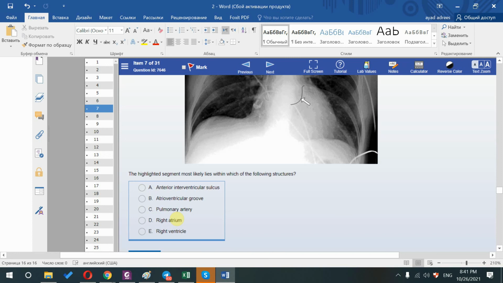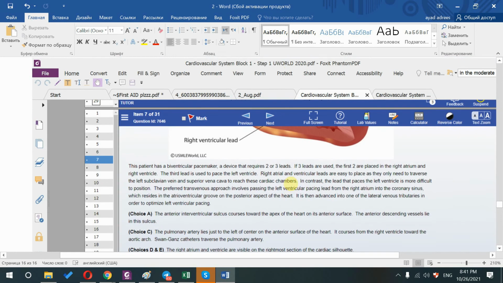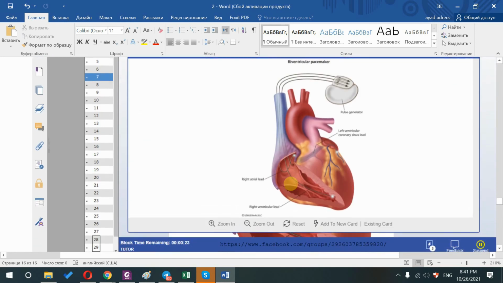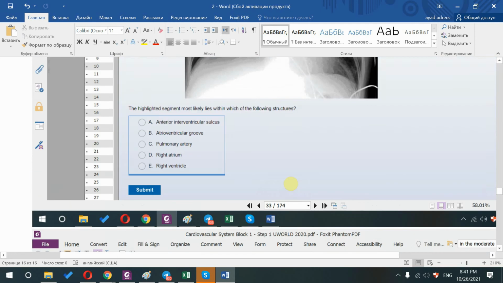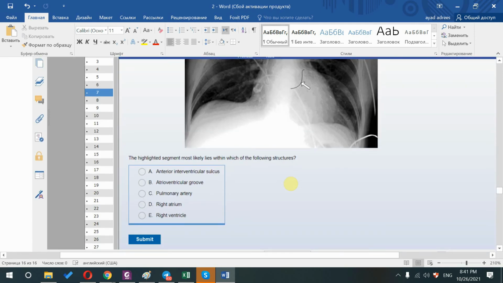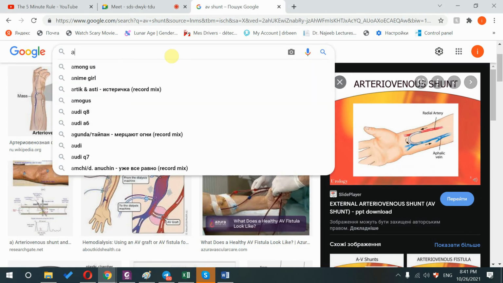No, it's not the right ventricle. It's actually B. The answer is B. It's the atrioventricular groove. So let me show you what this is. Just a second. It's the atrioventricular... oh, wait a second. No, yeah, atrioventricular groove. I was correct. So let me show you what that is.